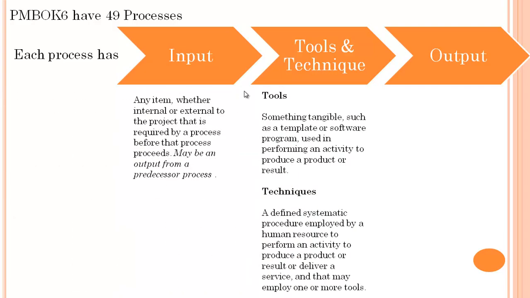Tools: something tangible, such as a template or software program, used in performing an activity to produce a product or result. Technique: a defined systematic procedure employed by a human resource to perform an activity to produce a product or result or deliver a service, and that may imply one or more tools. Output: a product, result, or service generated by a process. It may be an input to a successor process.